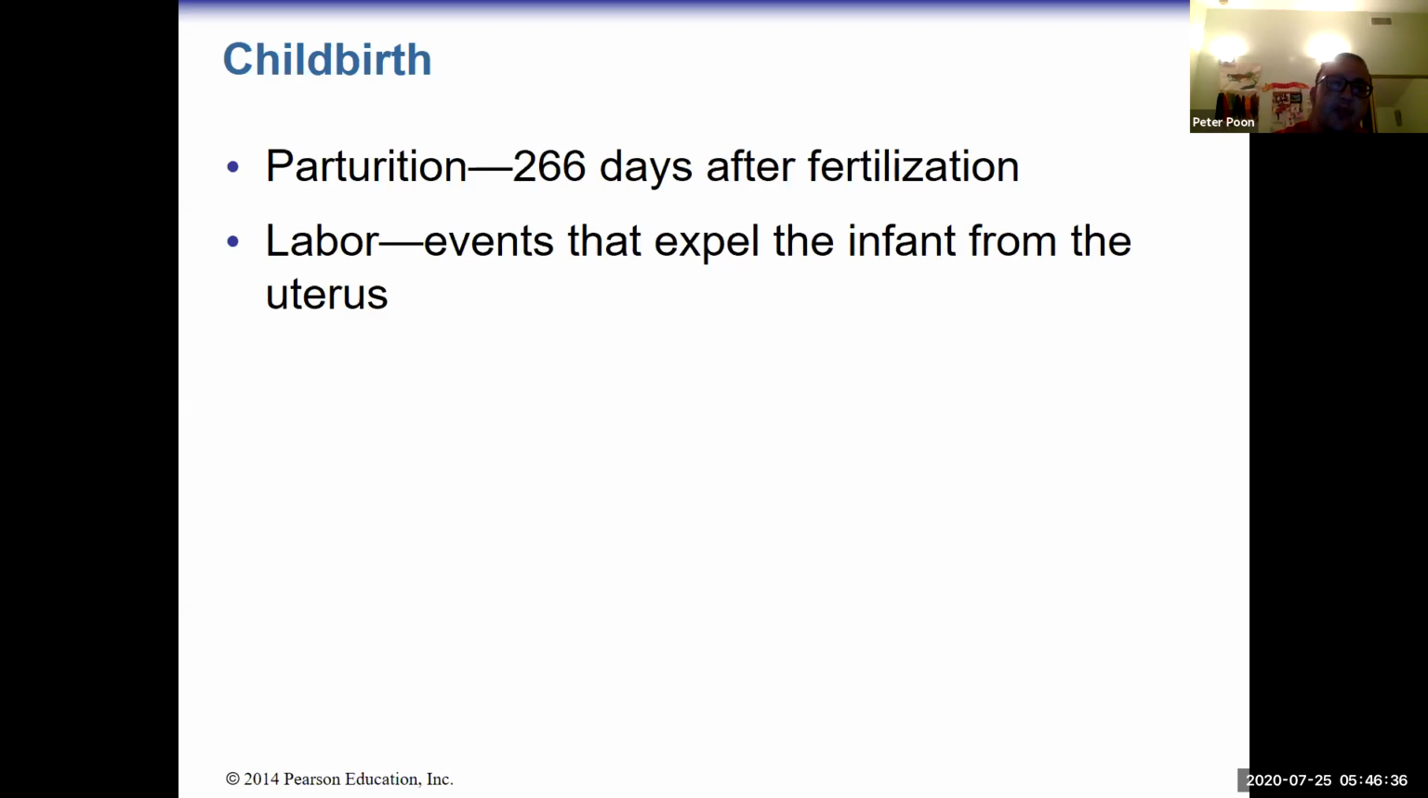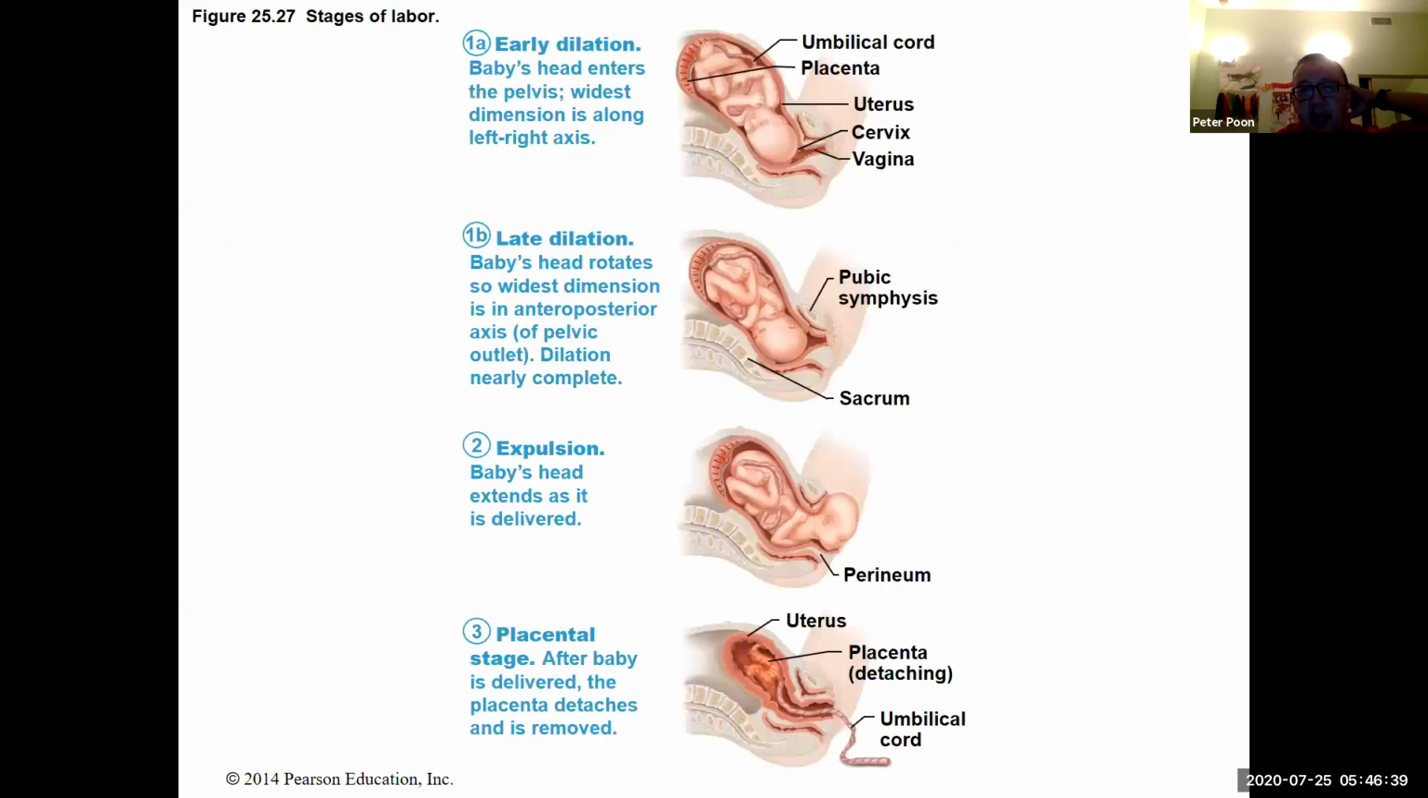All right. The stages of labor. So the first stage is the longest. This is the dilation stage. The whole purpose of the dilation stage is to get the baby's head into the right position. And you'll notice the baby's head has to rotate as it comes through. And then expulsion is when the baby's head comes out.